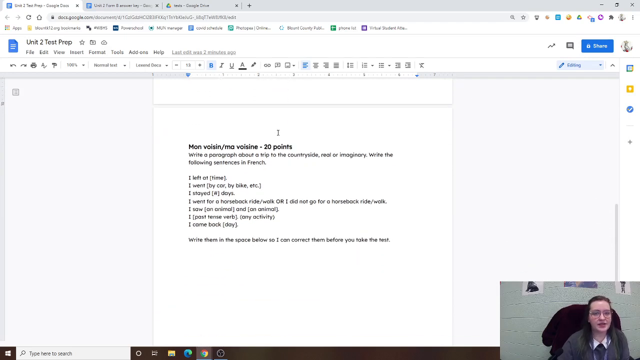And then your sentences. You are writing a paragraph about a trip to the countryside. It can be real or imaginary. I don't care, nor would I have any way of knowing. So you're going to write these sentences in French. 7 sentences. There are 7 of them. They are worth 3 points each.